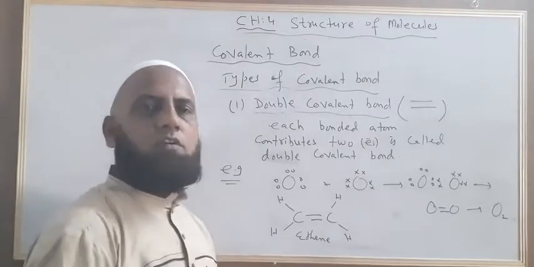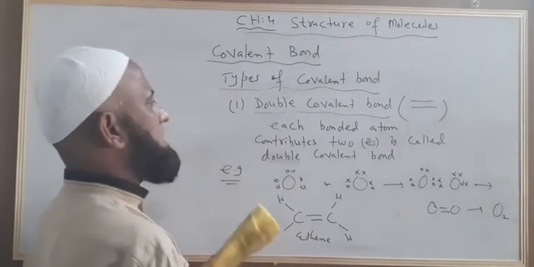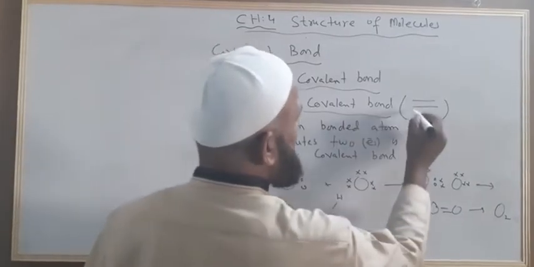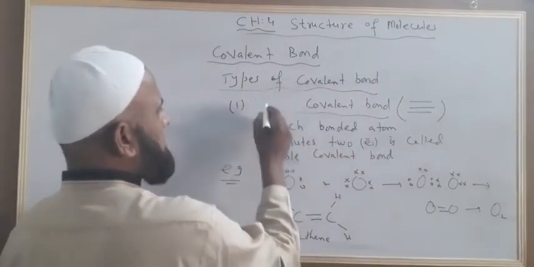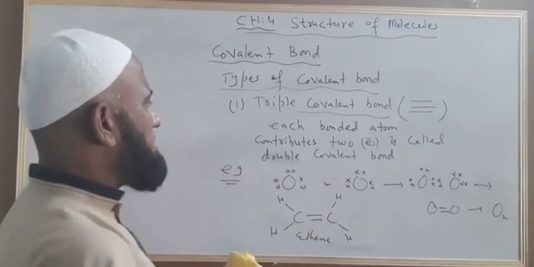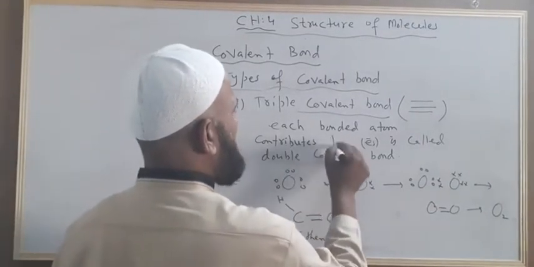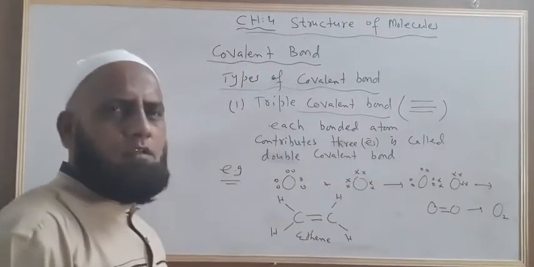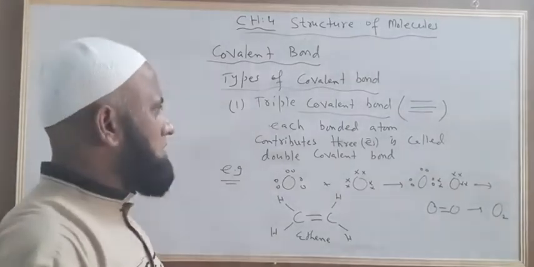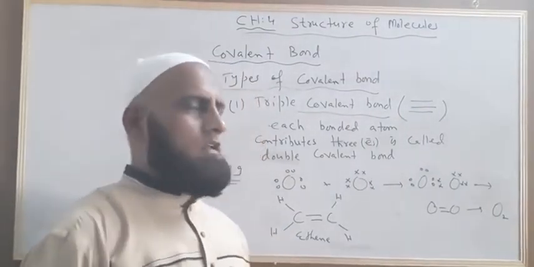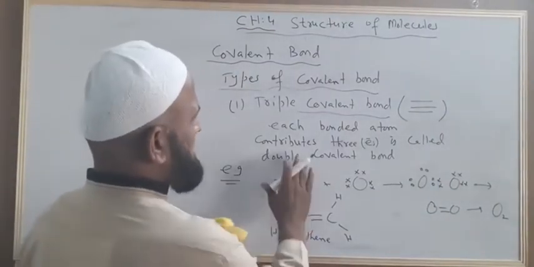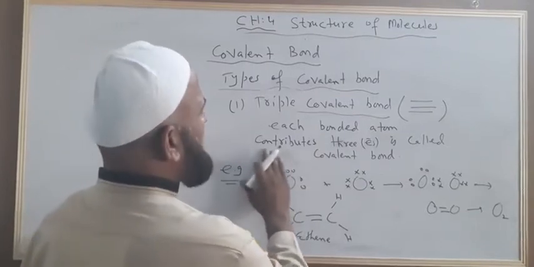The last type of covalent bond is triple covalent bond. Again, it is clear from the word triple. Triple covalent bond is represented by three lines. In triple covalent bond, each bonded atom contributes how many electrons? 3 electrons. It's a very simple topic, covalent bond, and mostly a very important topic from the board point of view. In exams we have seen that either covalent bond or ionic bond is asked. So this is called triple covalent bond.